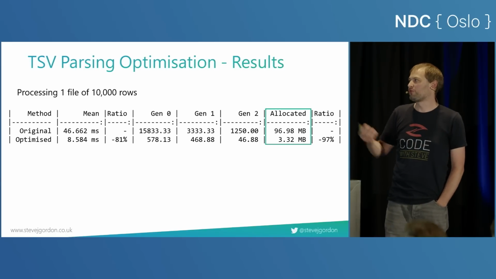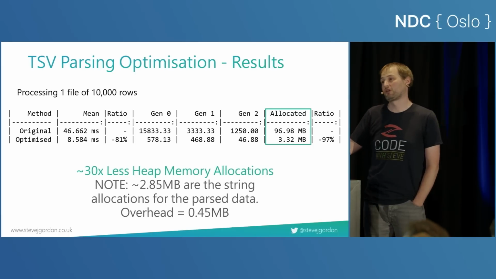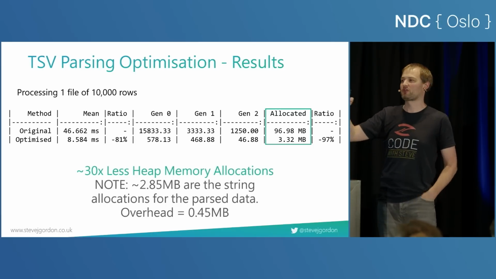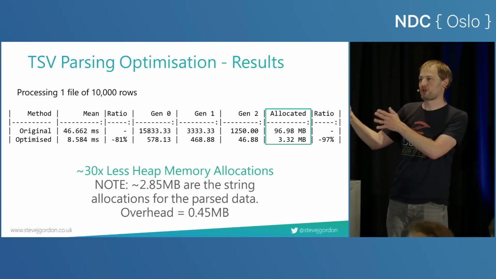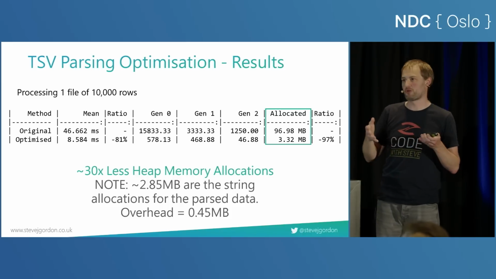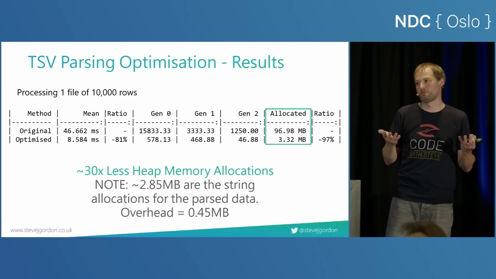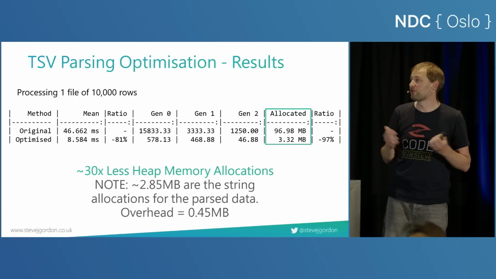You might think, oh, well, 3.32 meg is still pretty high, but once we did memory profiling of the optimized code, we checked, and 2.85 are the strings that we expect to create. We needed 3 strings from each row that we then use to create the object that we store into Elasticsearch, and at the time, those were unavoidable. So those we accept. The remaining overhead, 0.45 meg, some of that's coming from pipelines, some of that somewhere else.